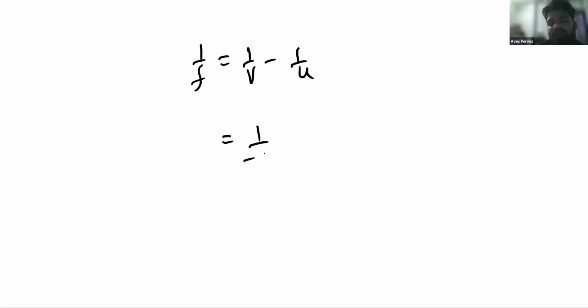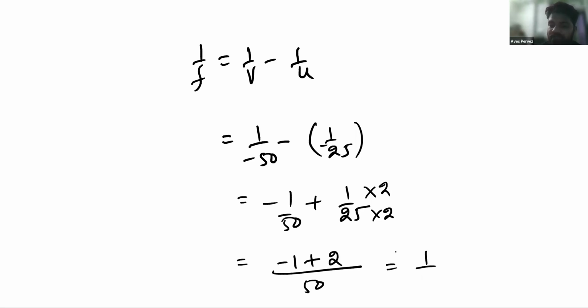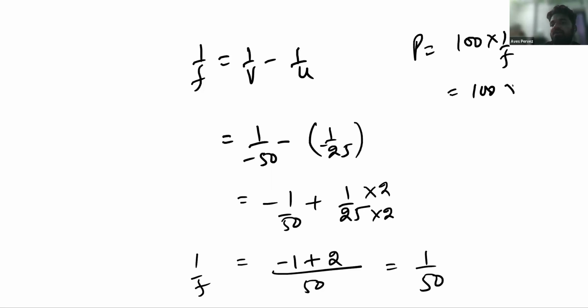So we have 1 by F is equal to 1 by V minus 1 by U. Then you have taken V as minus 50, so minus 1 by 50, then minus of minus 1 by 25 becomes plus 1 by 25. Then you take the LCM, multiply this by 2, you will get minus 1 plus 2 over 50, which is 1 by 50 as 1 by F. So P is equal to 100 into 1 by F, which is 100 into 1 by 50. You cut it, you will get 2. Power is 2 diopter.